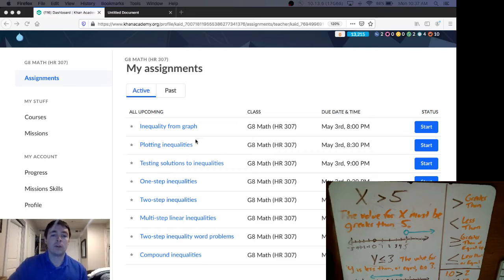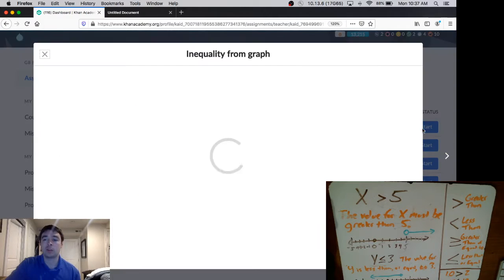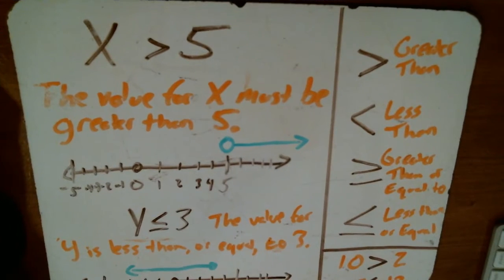This week we're going to be focusing on solving and graphing inequalities. This is related to our work on equations, and for this video we're going to give you Khan Academy support for the first assignment this week on inequalities from graphs. Before we get started on some of those questions, I'm going to make this whiteboard larger and we're going to take a look at a few notes about inequalities.